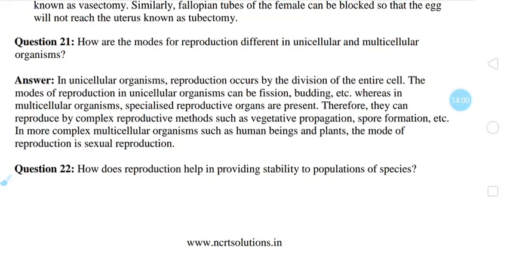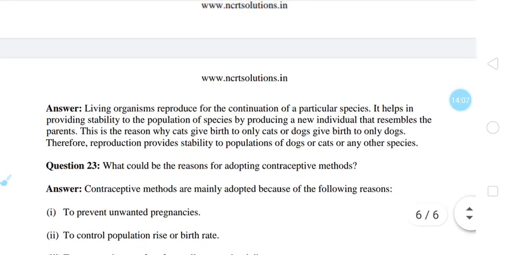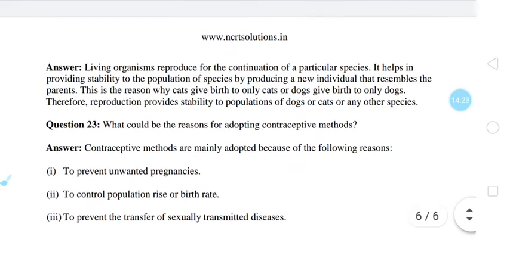Question number 22. How does reproduction help in providing stability to the population of species? So it is but obvious, we have seen the importance of reproduction. For continuity of life, reproduction is necessary, and hence reproduction is important to stabilize the population. Living organisms reproduce for the continuation of a particular species. It helps in providing stability to the population of species by producing a new individual that resembles the parent. This is the reason why cats give birth to only cats or dogs give birth to only dogs. Therefore, reproduction provides stability to the population of dogs or cats or any other species.